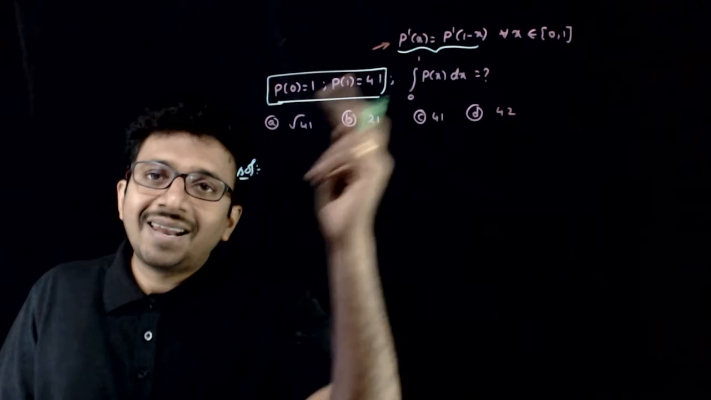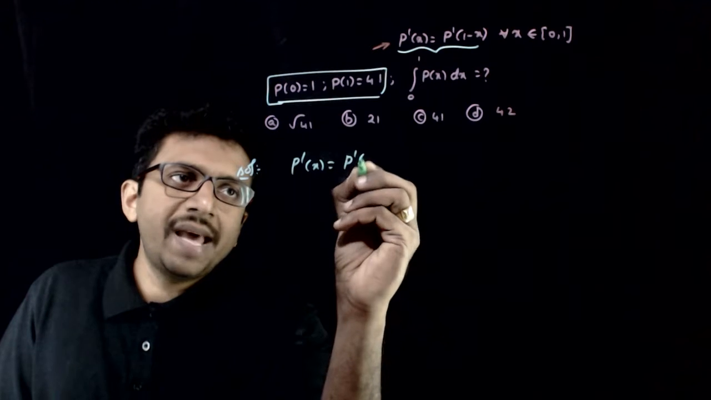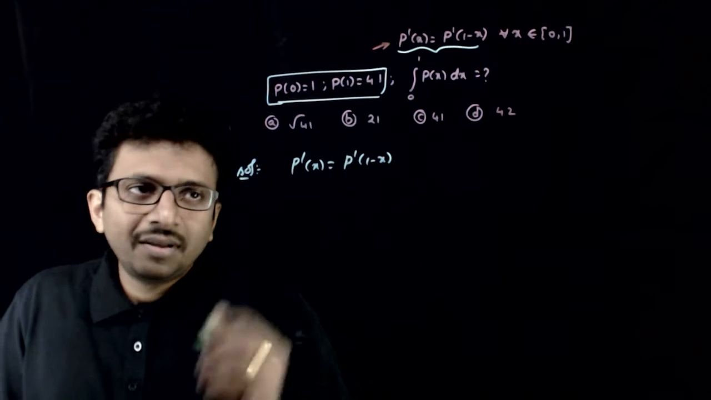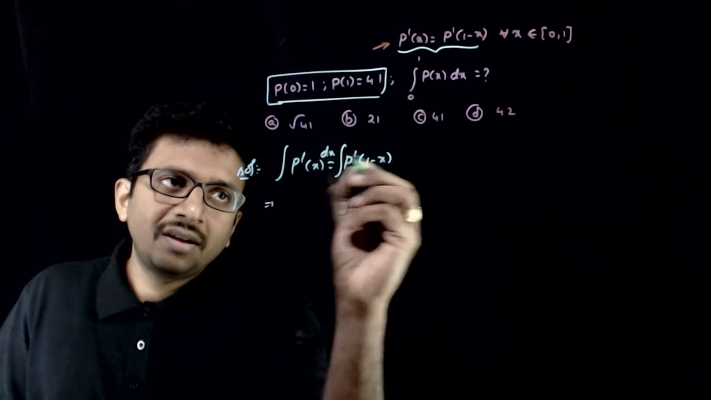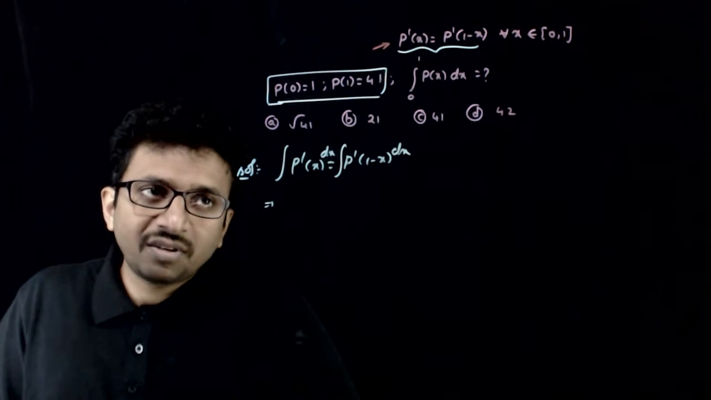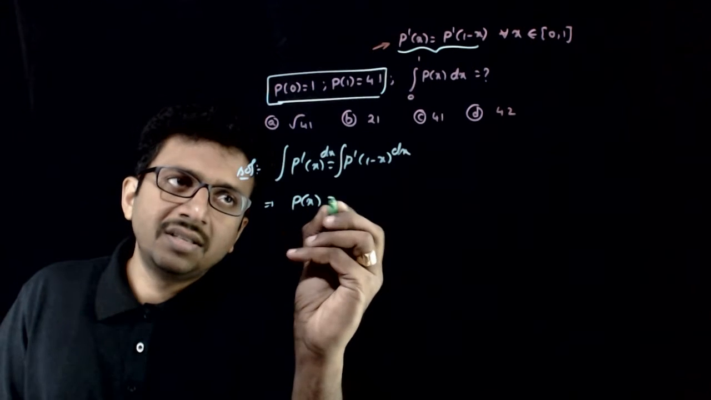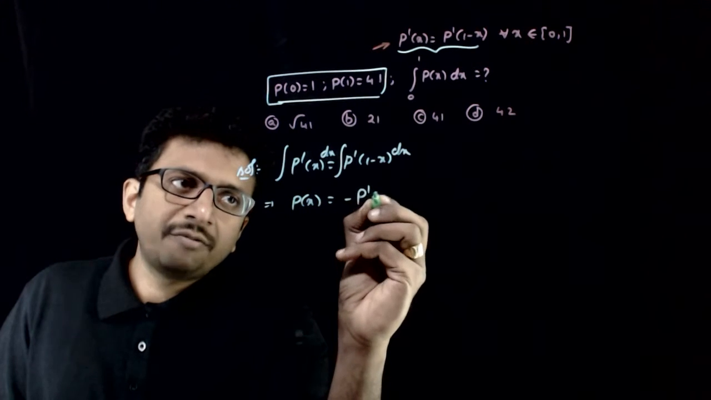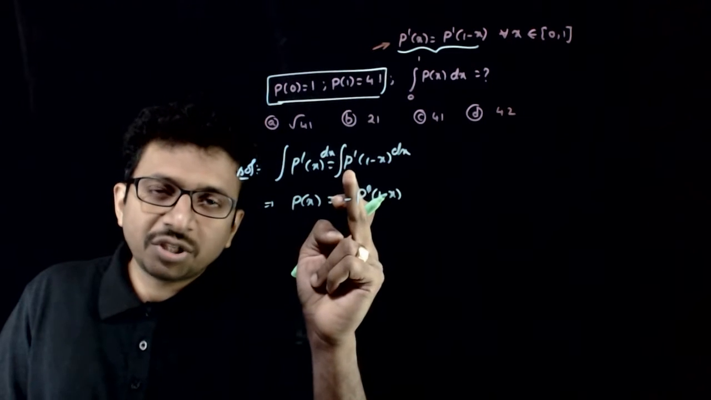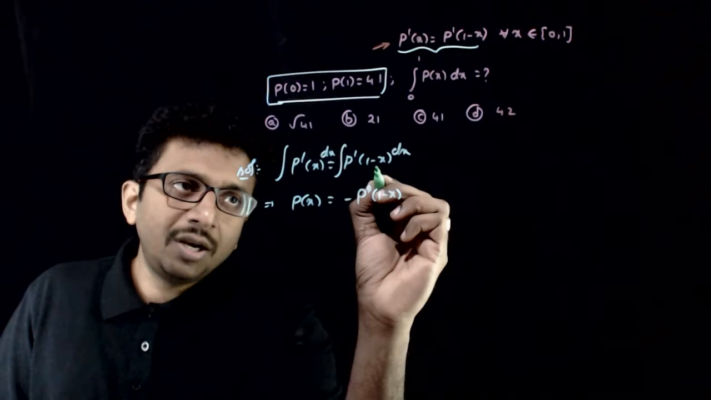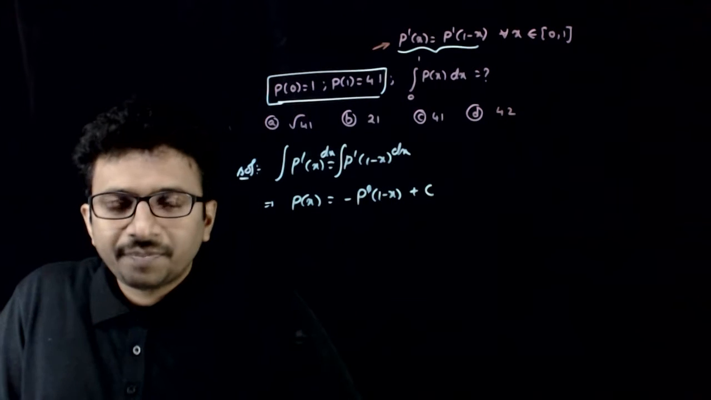So first let us analyze this given information. p dash of x is equal to p dash of 1 minus x. So this implies if I integrate both sides with respect to x, since both the derivatives are the same, p of x is equal to minus of p of 1 minus x, because differentiation of p of 1 minus x gives p dash of 1 minus x into a minus, so you get a minus, plus some constant c.